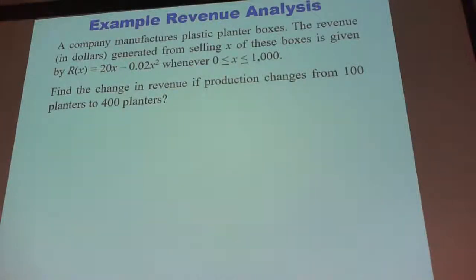So we're going to start with an example. A company manufactures plastic planter boxes. The revenue generated from selling X of these boxes is given by the revenue, 20X minus 0.02X squared, but X has to be between 0 and 1,000. Find the average rate of change from the production of 100 planters to 400 planters. Now, I'm going to write all this out, and we're going to do it together. If you're still a little shaky of what I'm talking about, I'm going to put it all out for you.